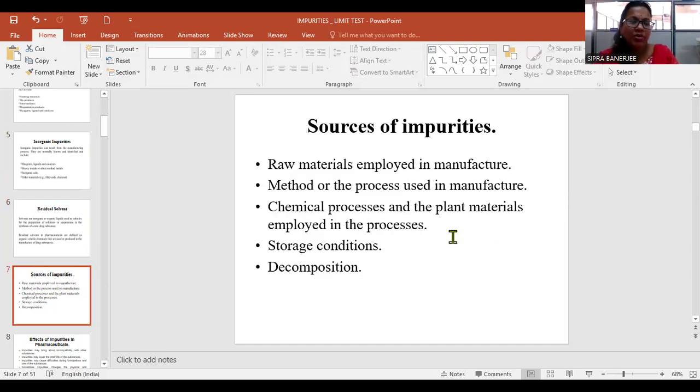Now, sources of impurity. Where the impurities are coming from, that is very common: raw materials employed in the manufacturing, method of the process used in the manufacture, then chemical process and the plant materials employed in the process, then storage conditions, then decomposition of the product, and so on.